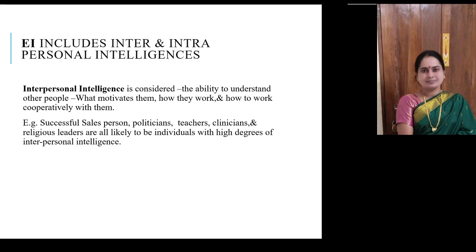So there are two types of emotional intelligence: interpersonal intelligence. It is considered the ability to understand other people. So what motivates them, how they work, and how to work cooperatively with them. Where it is required, suppose you want to work in business, for marketing purposes it is very helpful. If you want to convince others, negotiate, build a team, get information on customers' behavior or their likings, attitudes, interests, in that way you can be a very successful marketer or salesperson.